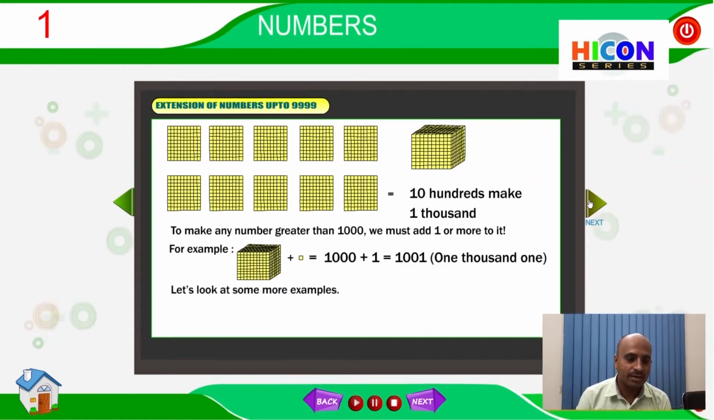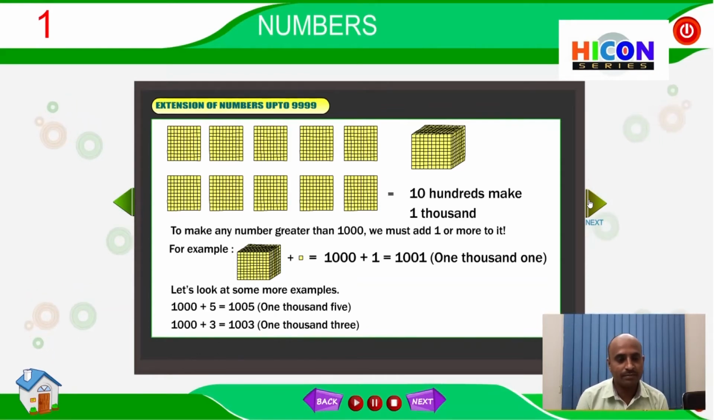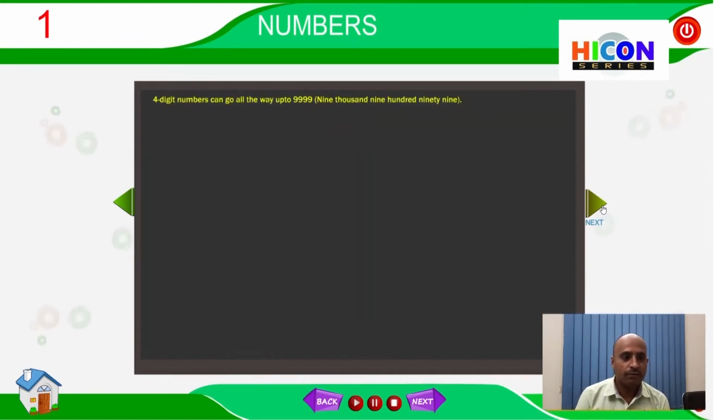Look at some more examples. 1000 plus 5 is equal to 1005, and 1000 plus 3 is equal to 1003. Four-digit numbers can go all the way up to 9,999. So 9,999 is the largest four-digit number.